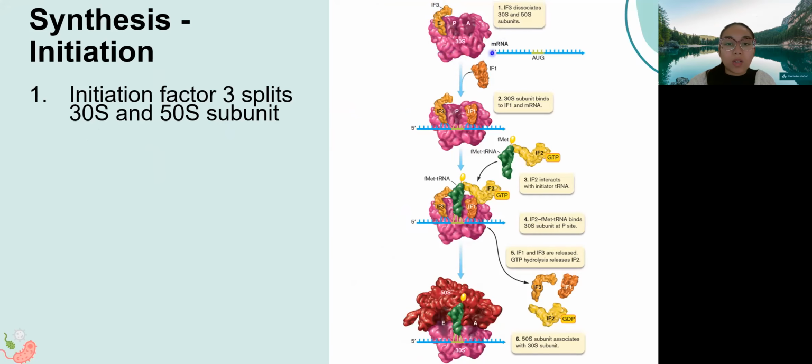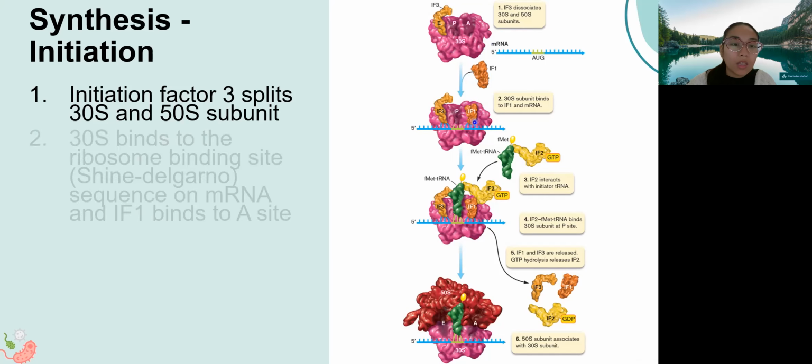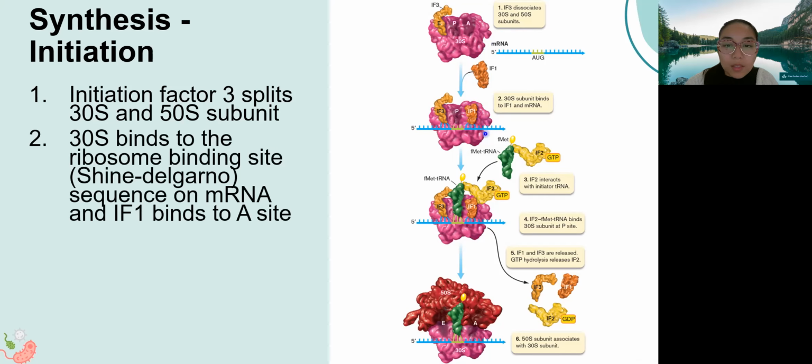Okay, that's good. So now that the 30S subunit is open, IF1 comes and shoves itself into the A pocket. And the mRNA comes and it binds to the ribosome. The way it binds is that the ribosome binds to this region called the ribosome binding site, also known as Shine-Dalgarno. It's a specific site that the ribosome recognizes, and it's named after these people, Shine and Dalgarno. So the 30S subunit binds to the ribosome binding site, and IF1 binds to the A site.